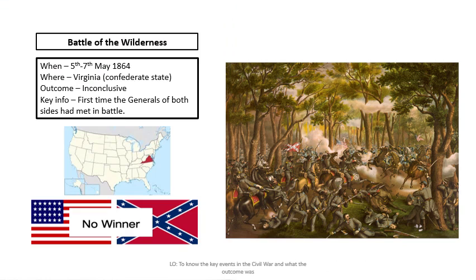Okay, we are getting towards the end of the Civil War now. I'm sure you'll be happy to know, guys. So we have got the Battle of the Wilderness. So 5th to 7th of May, so 2 days, 1864. Took place again in Virginia, that Confederate state, which, as I said, is on the border between the South and the North, which is why so much took place there. Now, the outcome of this was inconclusive. That means there was no winner. All right, so no winner for this one, inconclusive. And the key info, it was the first time that the generals of both armies had actually met in battle.